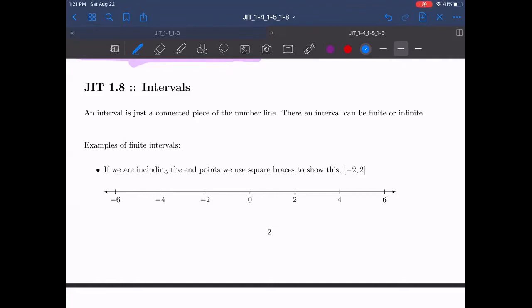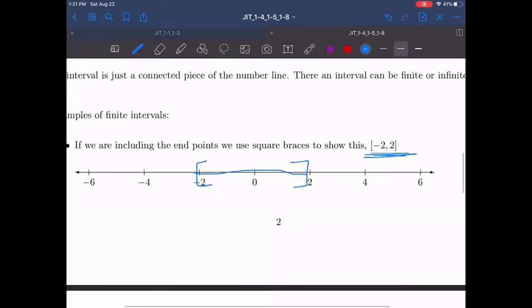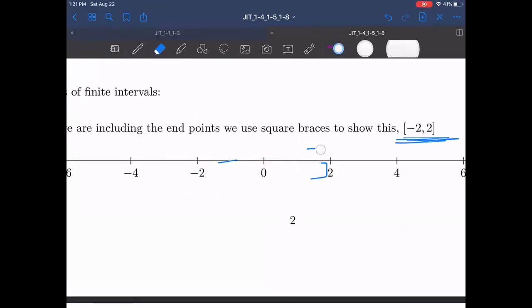Let's look at some examples of finite intervals first. If we want to include our endpoints, we will use square braces when we write it in interval notation. On the number line, we can either use square braces. Okay, so we're going from -2 to +2.